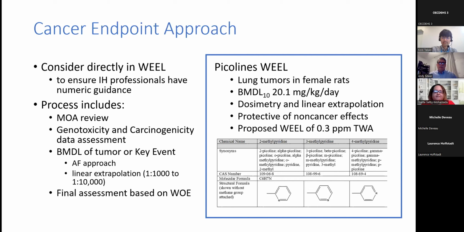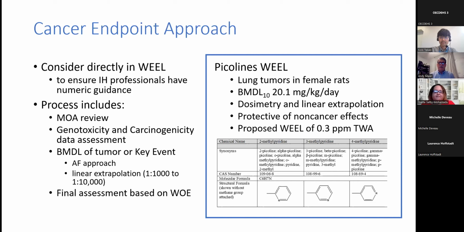The process includes a mode of action review as an underpinning. If there are indications of genotoxicity and we have carcinogenicity data, then we'll do a benchmark dose approach. But what we do with that benchmark dose is apply either assessment factors or linear extrapolation or both, depending on the mode of action.